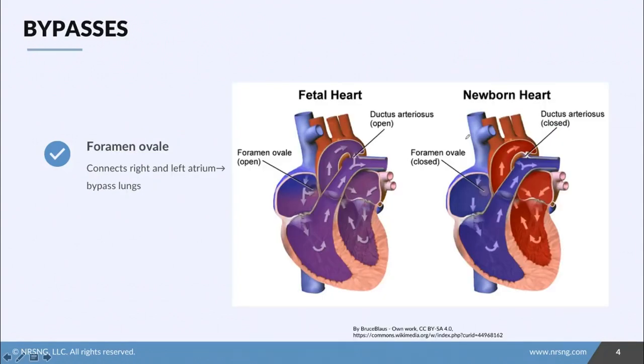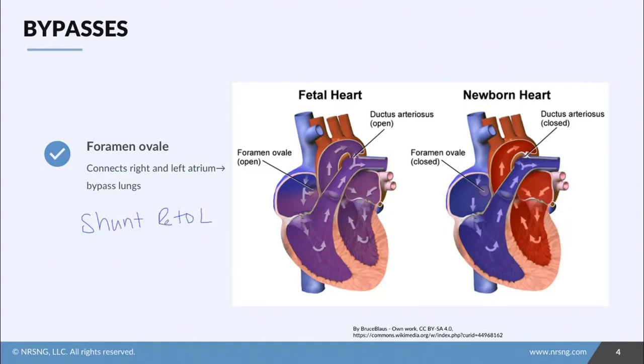The foramen ovale is another bypass, and it is going to connect the left and the right atrium. So blood is going to be shunted from the right to the left through this, right to left. And that's going to bypass the lungs.